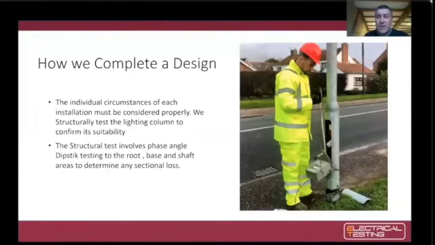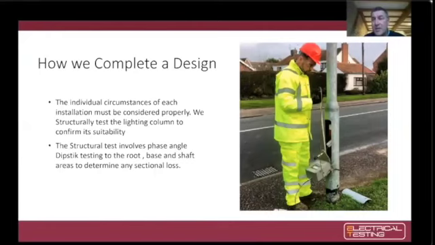So the process that we undertake if we are designing for an attachment is that we can complete a structural test on site. So it's important for us to determine if there are any defects in the column. Here we're testing the base compartment, we're testing the root section. We'll then reverse the field and we'll test the lower part of the shaft and the swage area. So we're looking for loss of section, we're looking for corrosion in those areas.